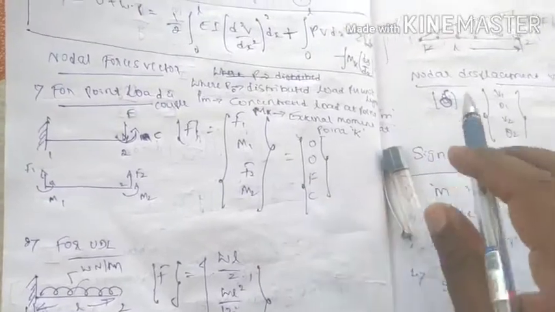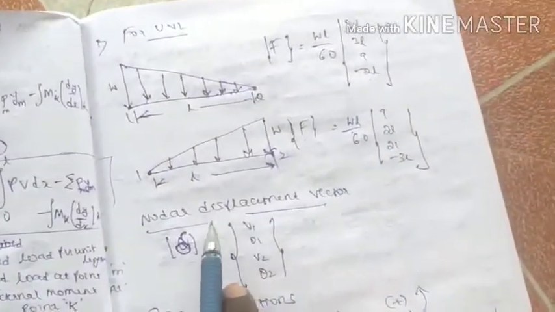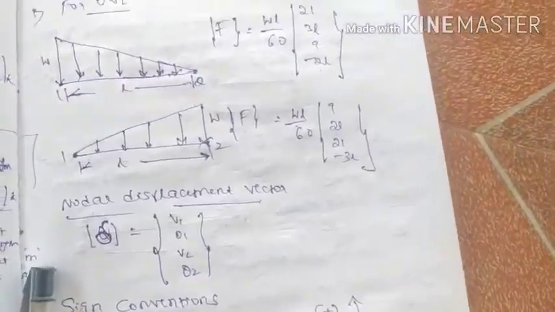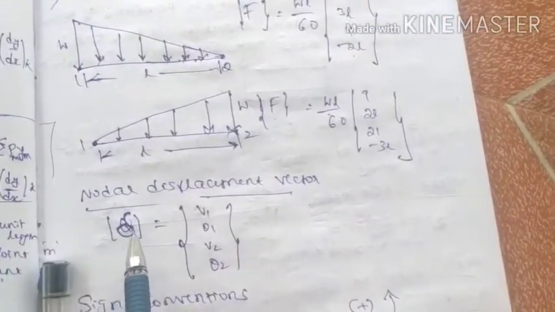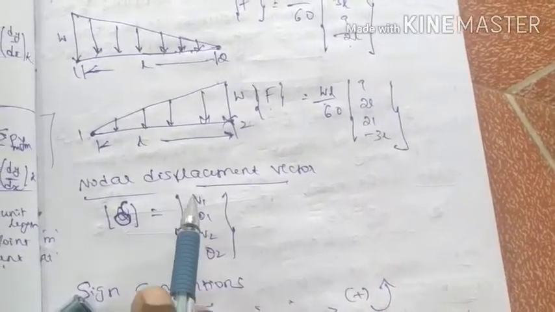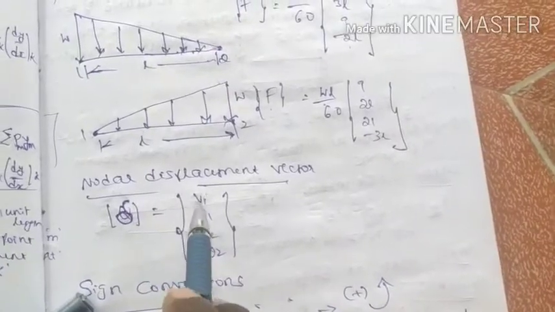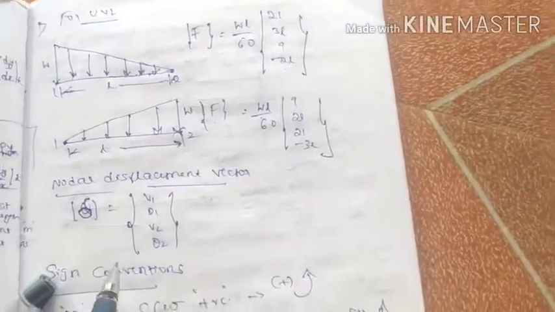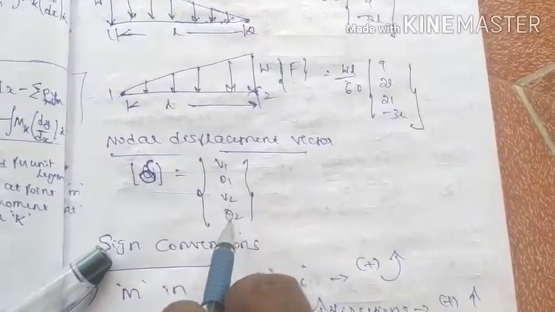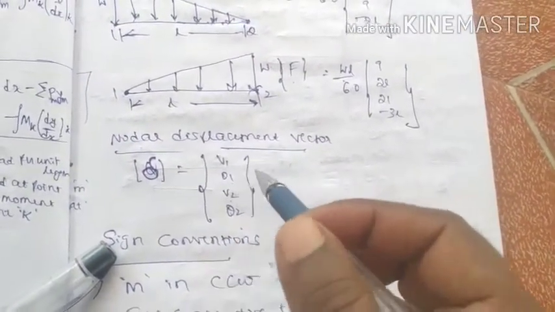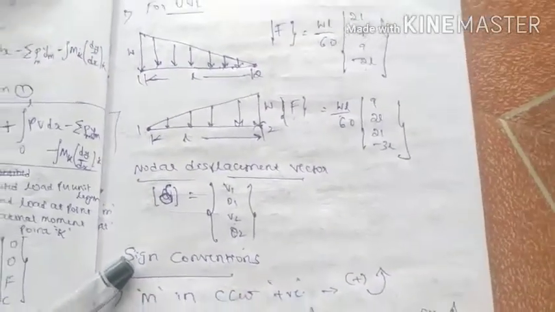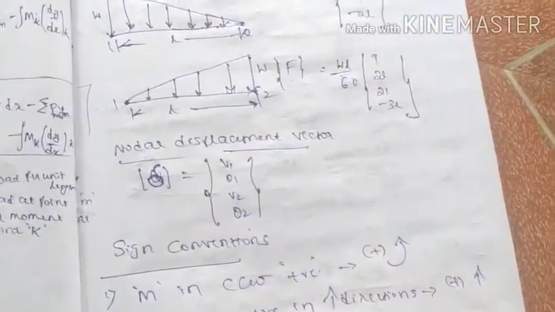So what are the nodal force vector equations? Here the nodal displacement vector we are not calling Q; in all textbooks they use delta. As I told, displacement at each node has 2 degrees of freedom: one is vertical displacement and one is slope movement. Therefore it is called V1, theta 1, V2, theta 2. If you consider 3 node, 4 node, it means V3, theta 3, V4, theta 4, and so on. Based on how many nodes there are, it will increase.